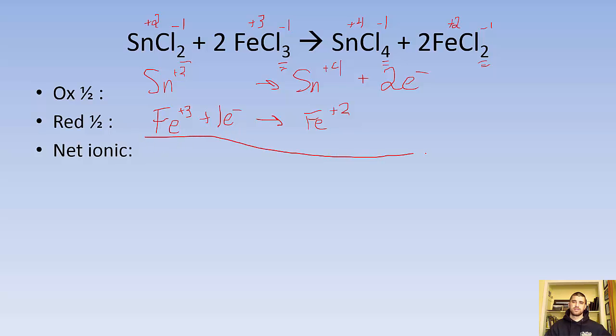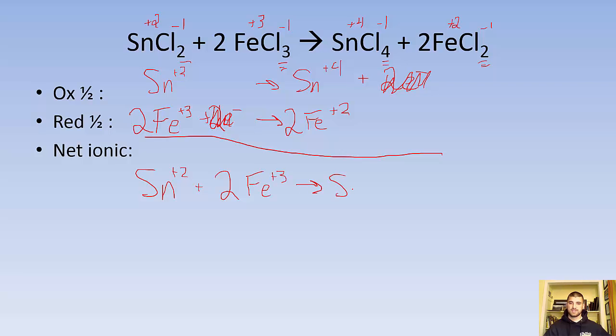So now we've got to figure out, how do we get the electrons to cancel out? If tin's losing 2 electrons, each iron's getting 1 electron, we're going to have to do something about that. We're going to have to double the irons. So 2Fe plus 3 will gain a total of 2 electrons, giving us 2Fe plus 2. Now the electrons lost is equal to the electrons gained, and they cancel out. We add it up. So I have Sn plus 2 and 2 iron plus 3s becomes an Sn plus 4 and 2 iron plus 2s.